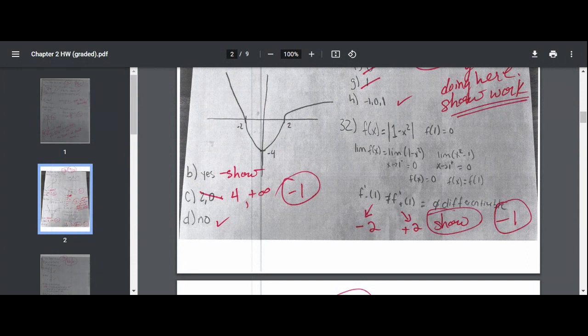I didn't graph it, but basically it's 1 minus x squared, absolute value.